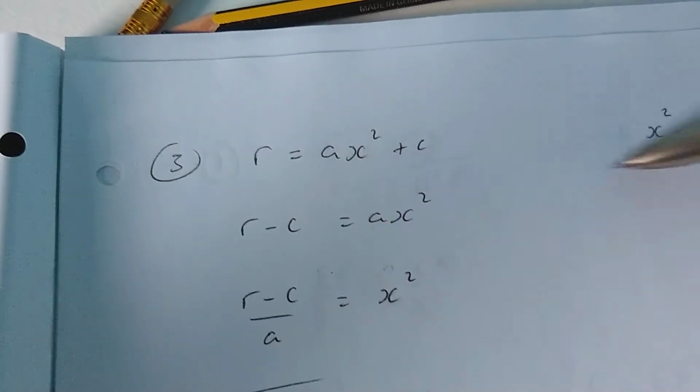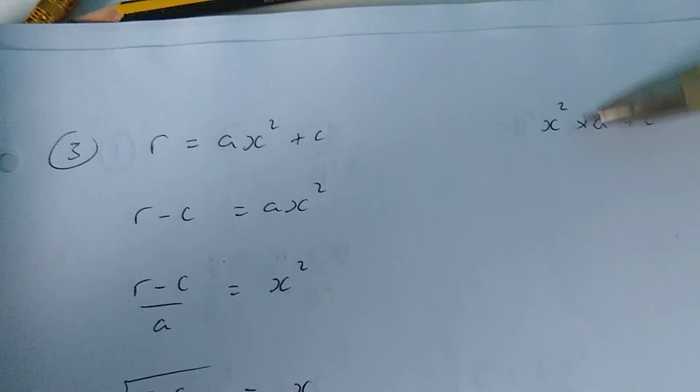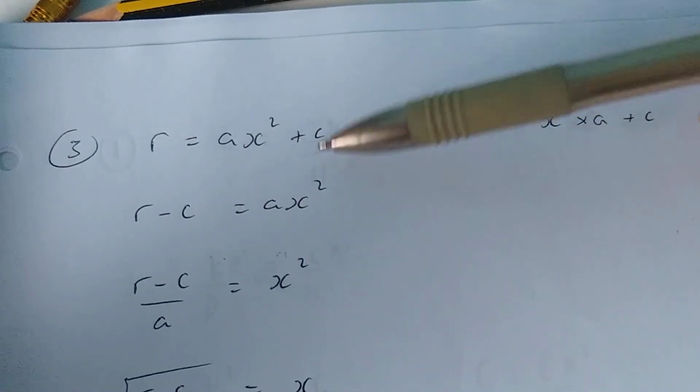So we're squaring x. Then we're going to multiply it by a. And then we're going to add on c. So remember, guys, BODMAS: brackets, powers of, divide, multiply, add, subtract. So we need to see what we're doing to x here, and we're going to undo all of those things that we're doing to it.